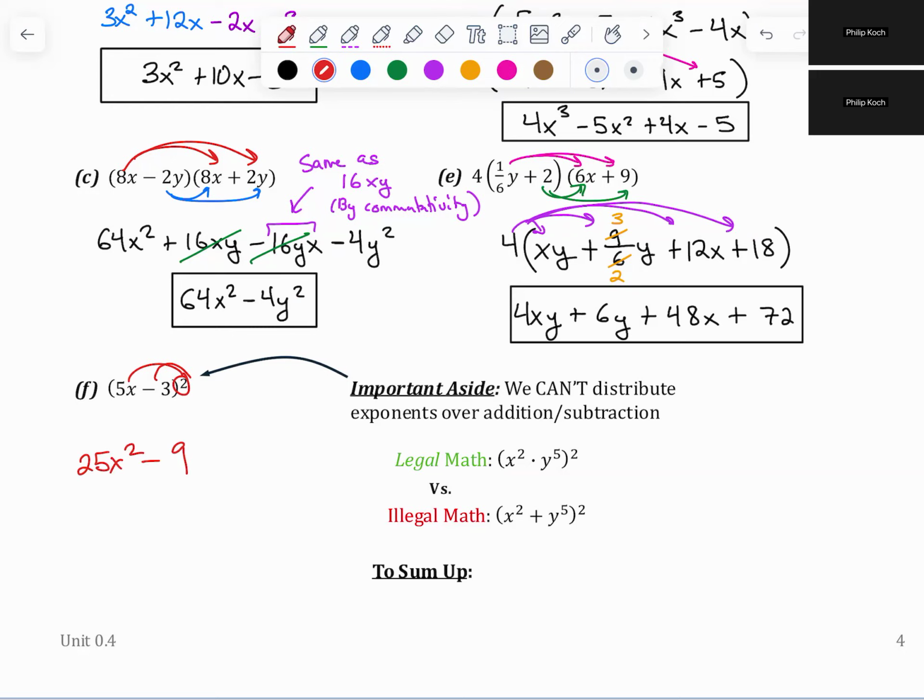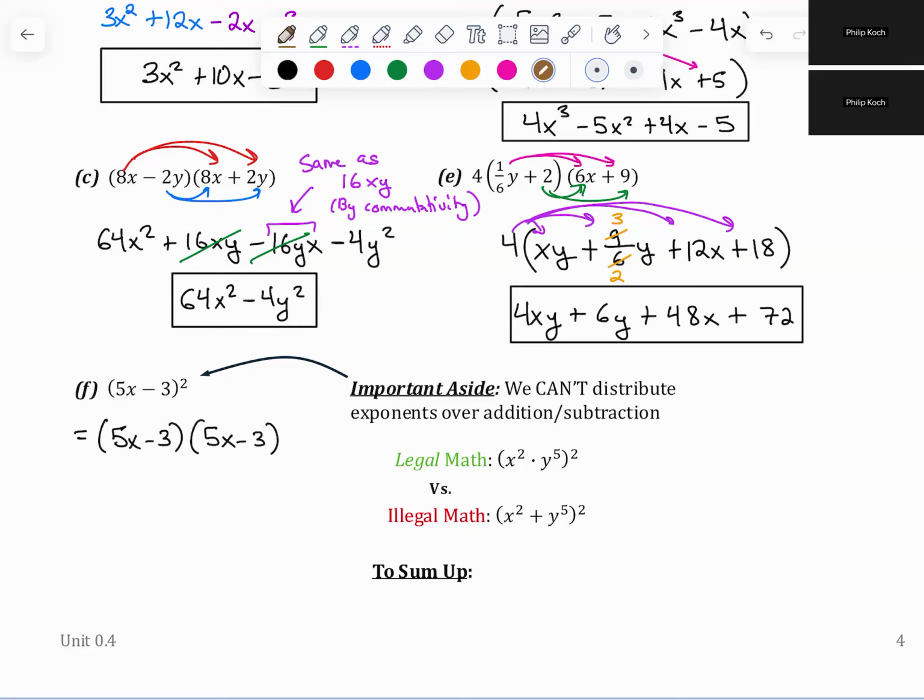That is not correct. And the reason for that is we have to remember what exponents do. An exponent means, by definition, multiply it twice here. So this is the same as 5x minus 3 times 5x minus 3. So you have to FOIL, you have to distribute. Students will want to do that, and I understand why, and that's why I've got this important aside. Let's finish this problem, and then we'll talk about it.